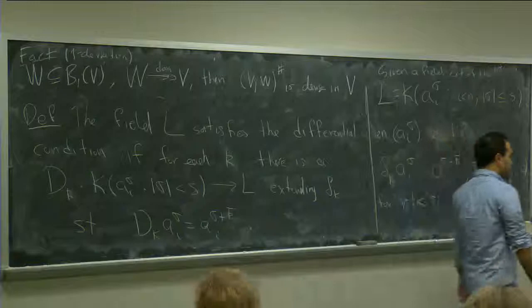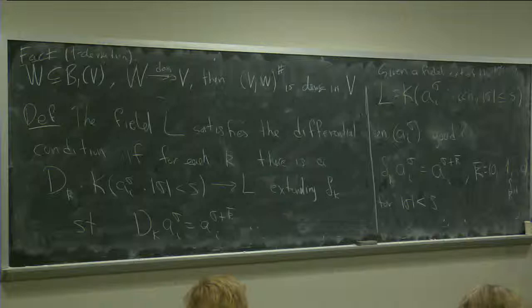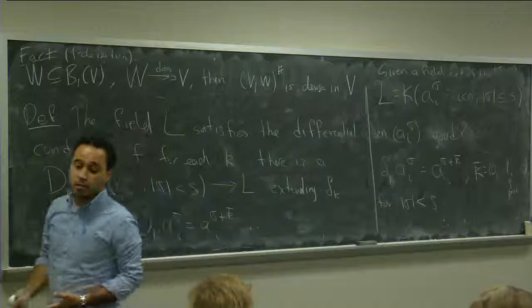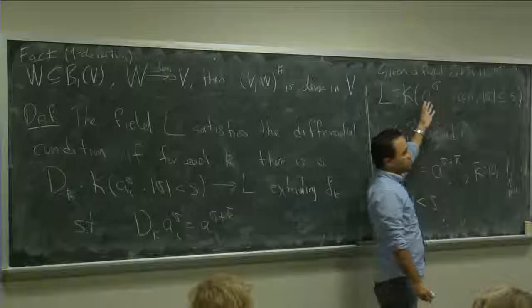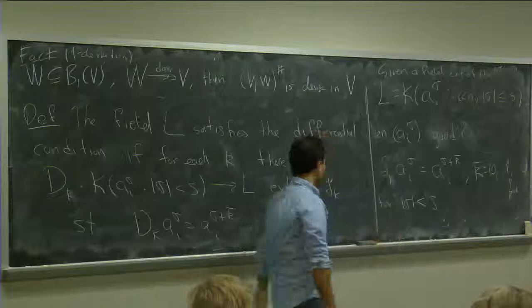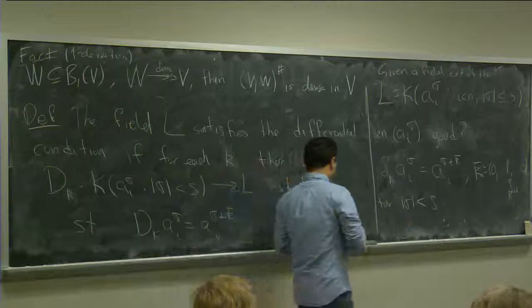So this is exactly what I was saying. I'm just defining that L satisfies the differential condition precisely when this tuple is a good tuple, in the sense that precisely they are the derivatives of A for the first one. Okay? So basically I'm calling it L, but it could refer to a tuple. A tuple satisfies the differential condition if it is a good tuple in this sense. Okay, so this is the differential condition.